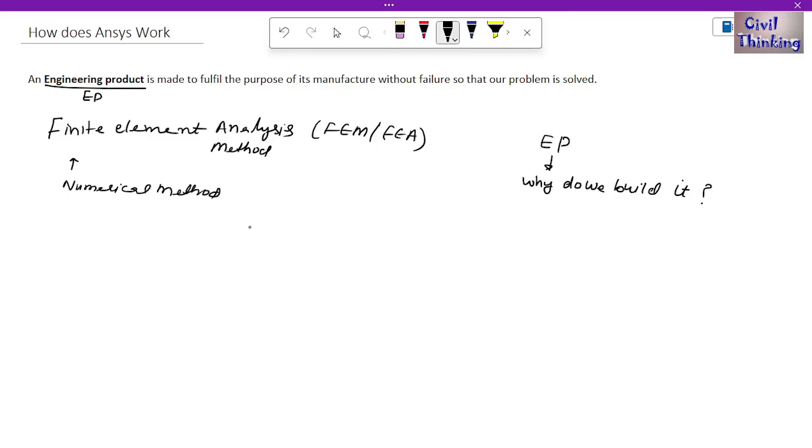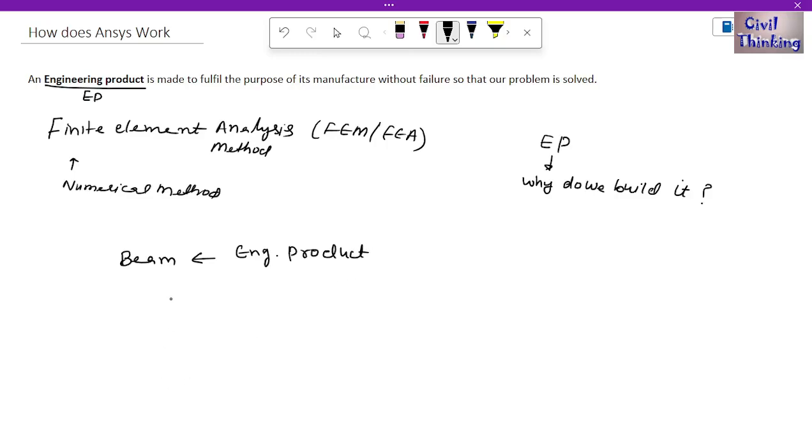Now we know necessity is the mother of invention. Because we have some problems and we want to solve them. So how do we solve this problem? We invent an engineering product so that our problem is solved. For example, let us talk about a beam. Now what is a beam? It is also an engineering product, right?